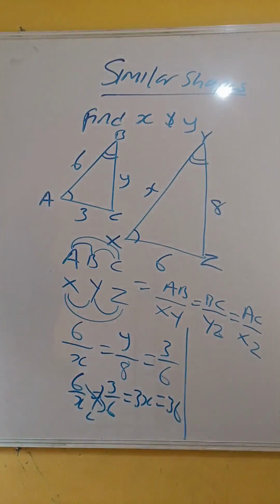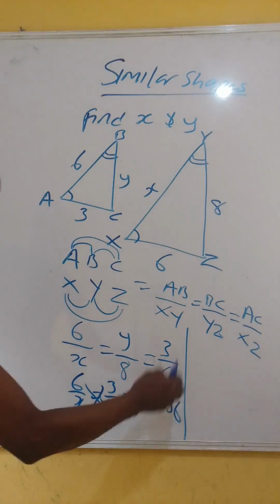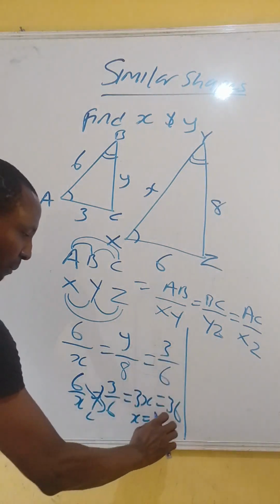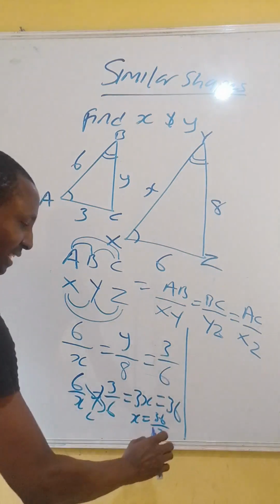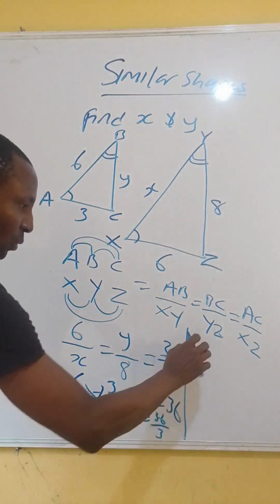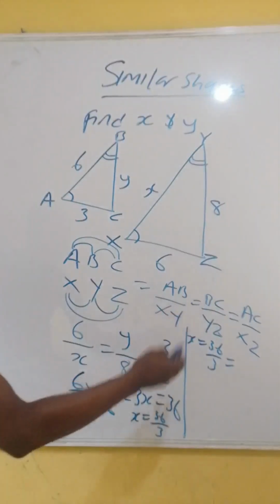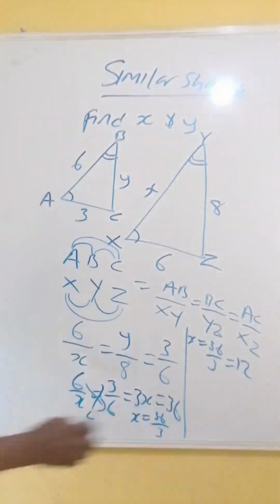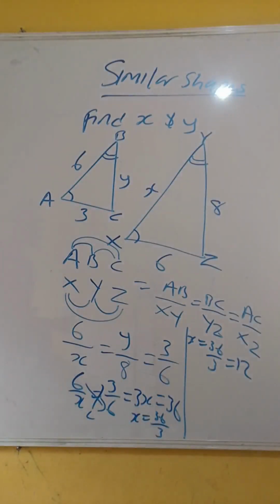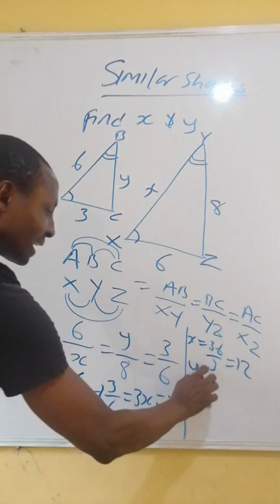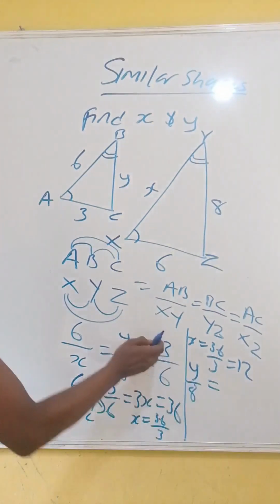So when we come here, what do we do? Even from here you can do it. Our X becomes 36 over 3. So X equals 36 over 3. That will give you 12. So your X equals 12.